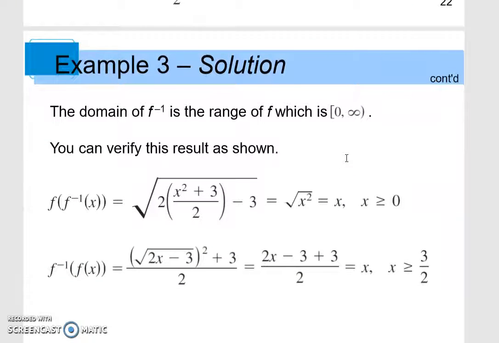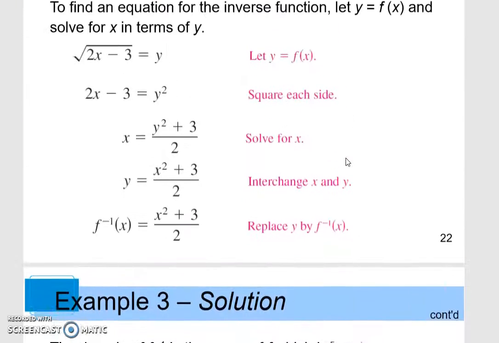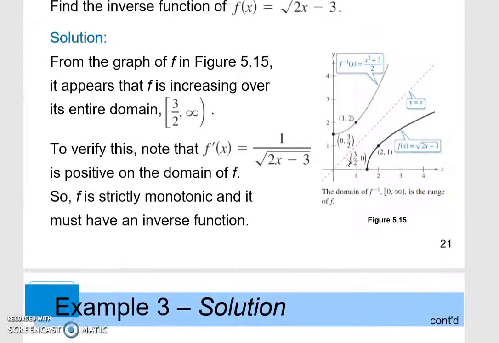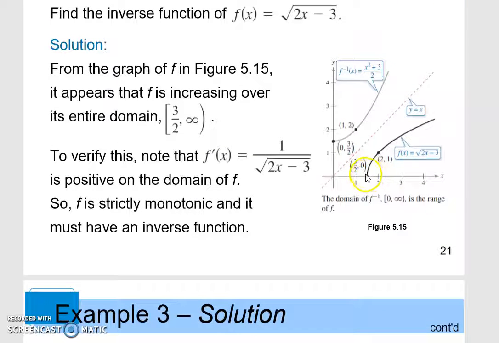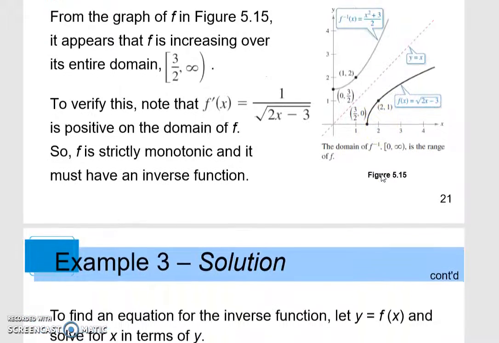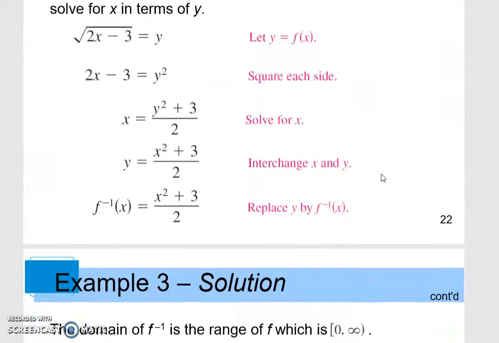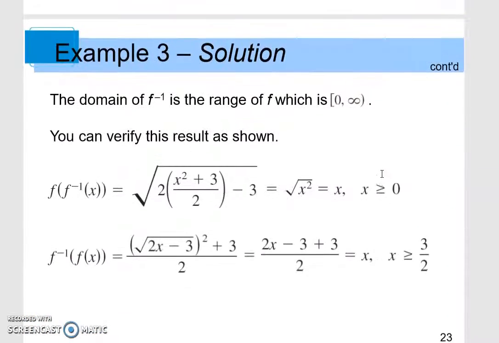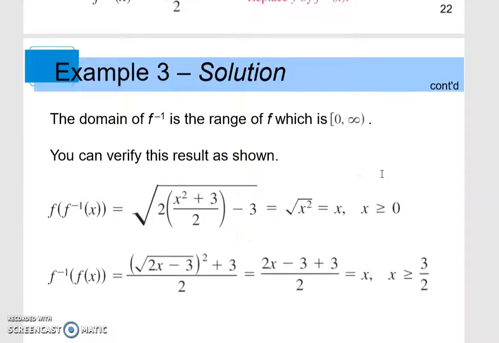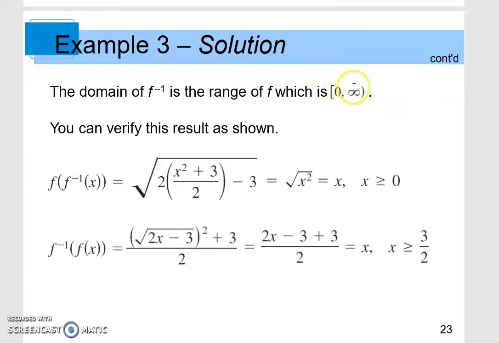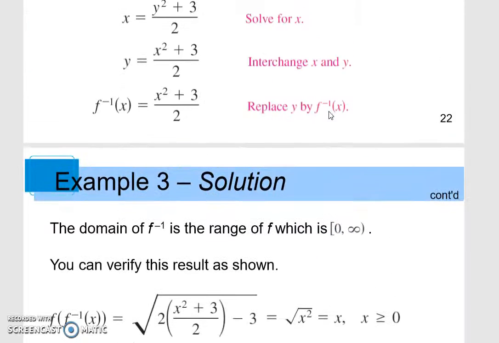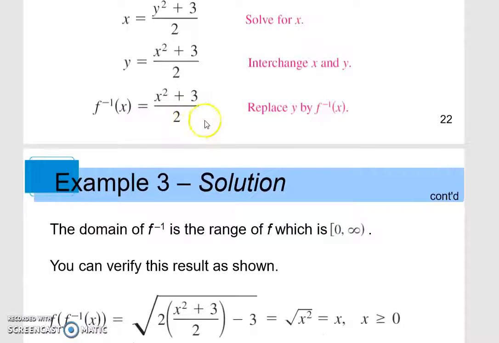Keep in mind the domain of f inverse. Keep in mind, the range of our original function, if we look, starts pretty much at 0, it hits the x-axis, and then it just keeps going up. So since it keeps going up, our domain of this function is from 0 to infinity. So that way, when we talk about the inverse, the domain of f inverse ends up being 0 to infinity.